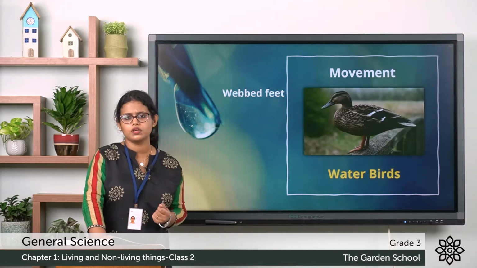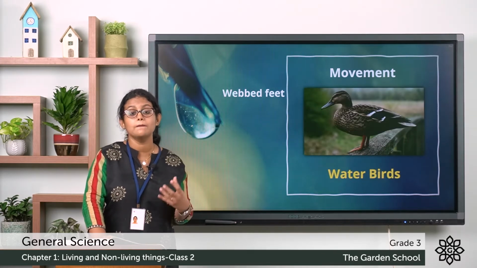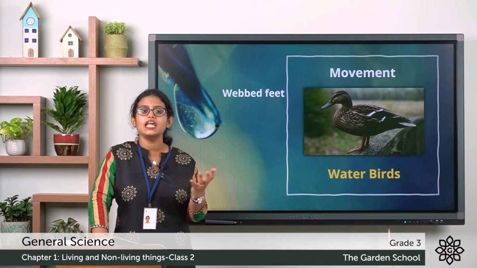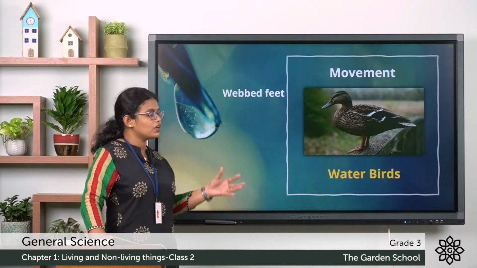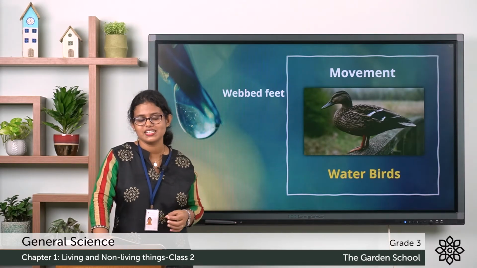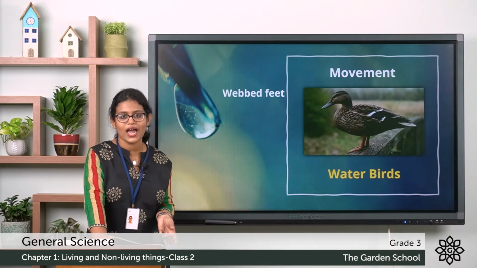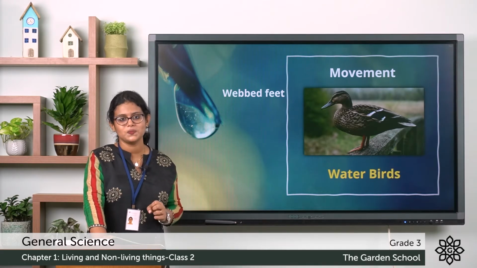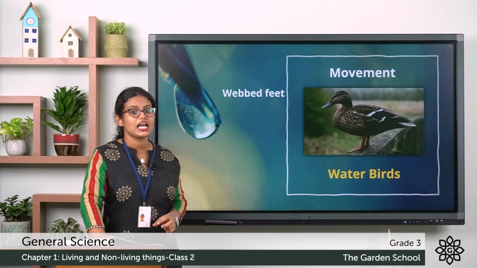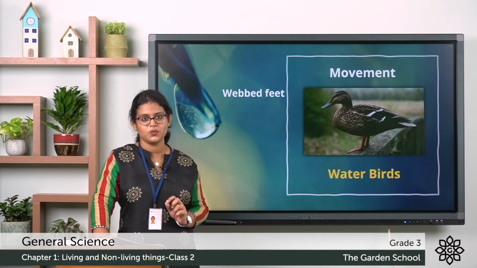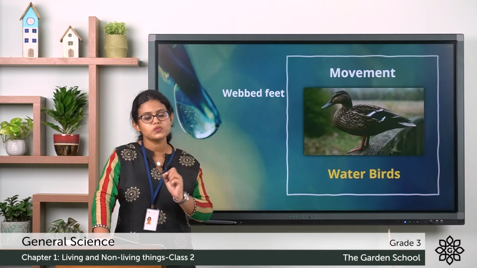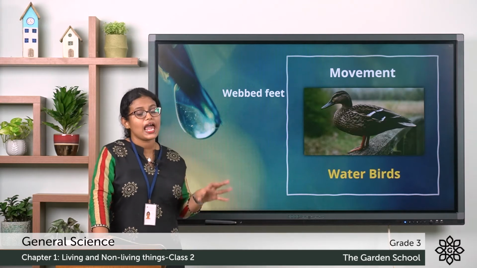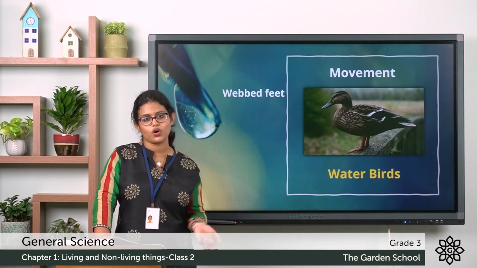What about water birds? What are water birds? Birds that live in and around water. Such birds, we call water birds. For example, ducks and swans live in water. And for that, these birds have webbed feet. What type of feet? They have webbed feet. Those feet help them to swim in water.